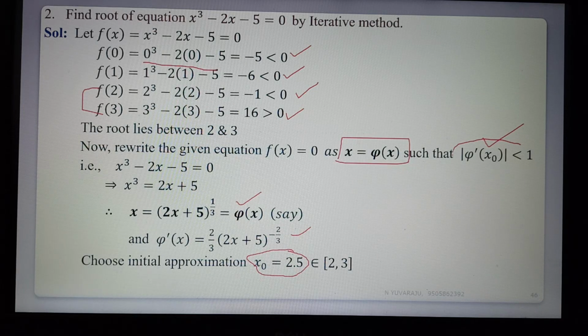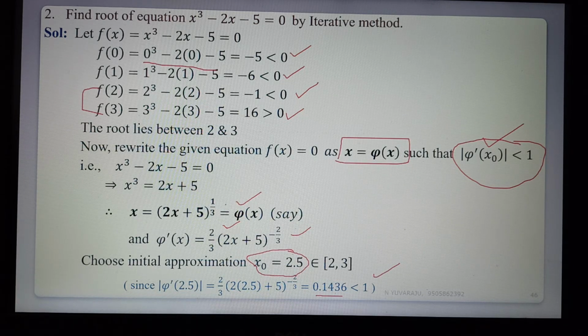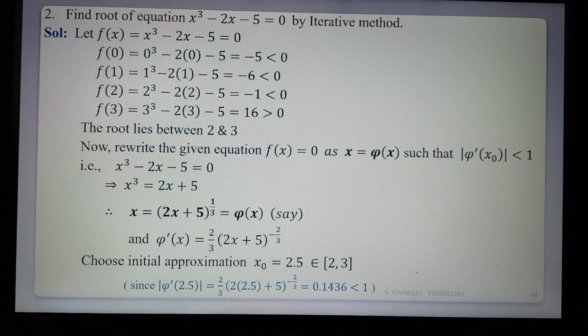We have to choose the value for this condition. Mod of phi dash of 2.5, substituting 2.5 here, we get 0.1436, which is less than 1. This is correct, so we chose the correct initial value. The initial value is not fixed; between 2 and 3 we can choose any value, but it must satisfy that condition. Next, finding the approximation values.